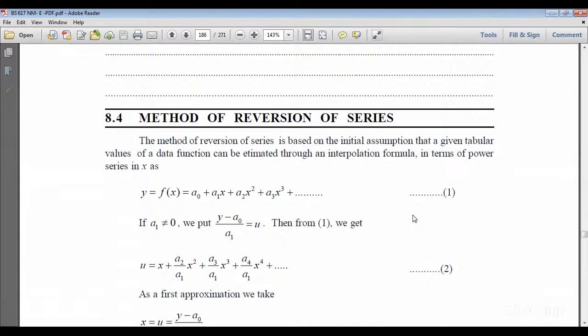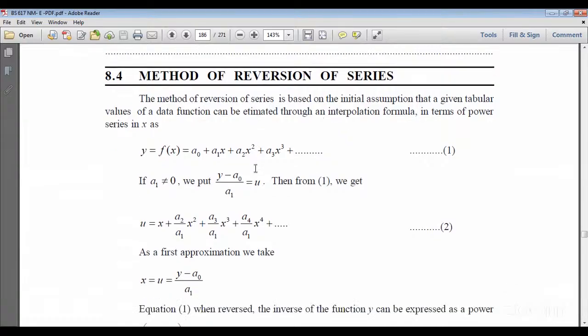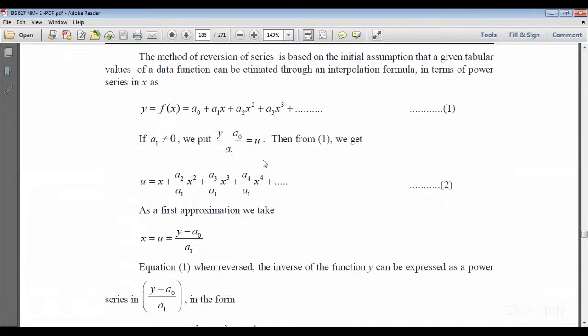So now the method of reversion of series. The method of reversion of series is based on the initial assumption that the tabulated values of the function can be estimated through the interpolation formula in terms of a power series. So y is equal to f of x is equal to a0 plus a1 x plus a2 x square plus a3 x cube and so on. If a1 is not equal to 0, (y minus a0) by a1 is equal to u. In this form we get u equal to x plus a2 by a1 x square plus a3 by a1 x cube plus a4 by a1 x power 4. As a first approximation, we take u as (y minus a0) by a1.